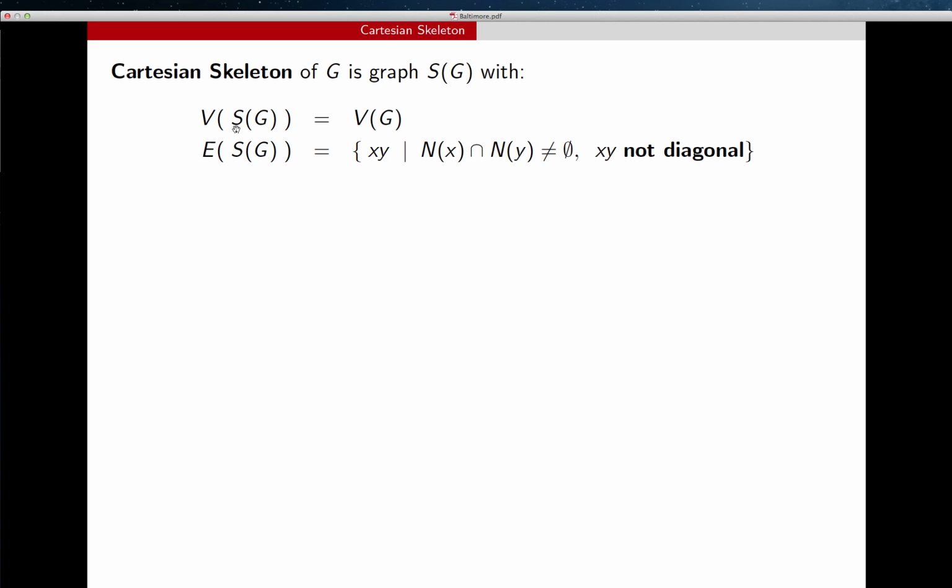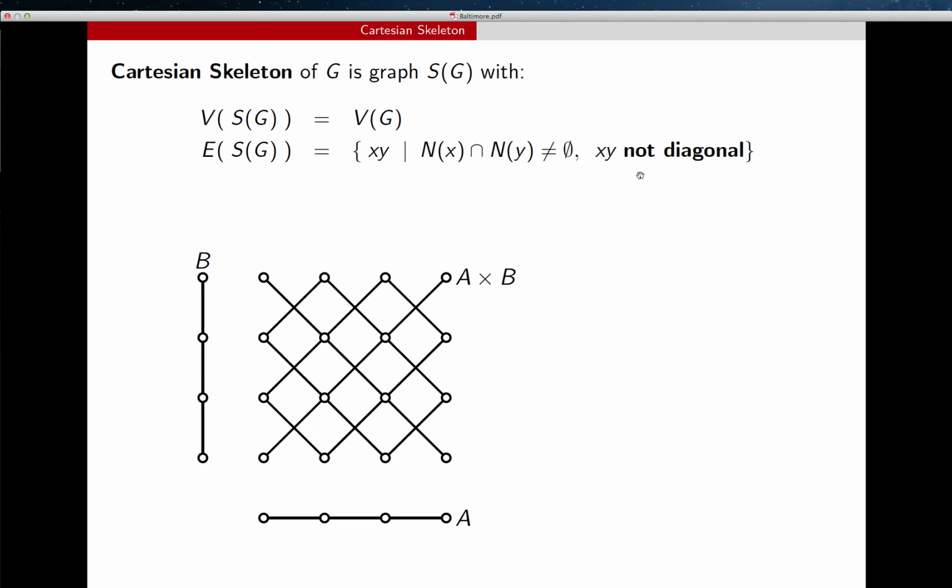The vertex set of the Cartesian skeleton, S of G, is the vertex set of G. The edge set of the Cartesian skeleton of G consists of all pairs xy of vertices of G such that the neighborhood of x intersect the neighborhood of y is non-empty and xy is not diagonal. So I'll give you a picture of this, an example.